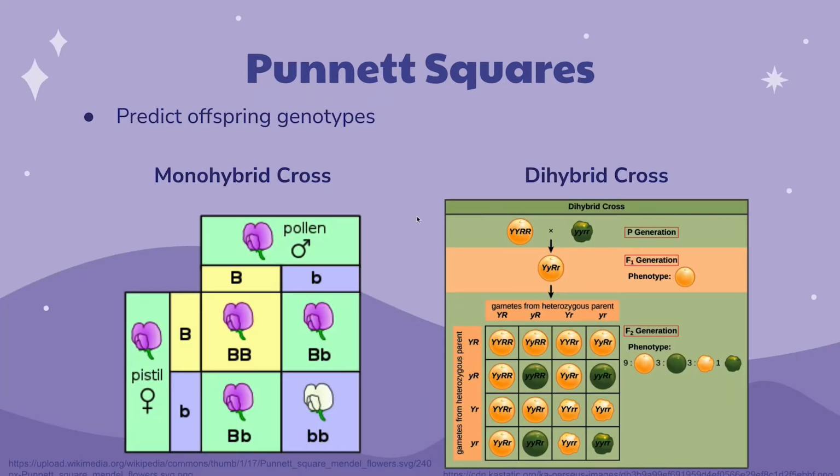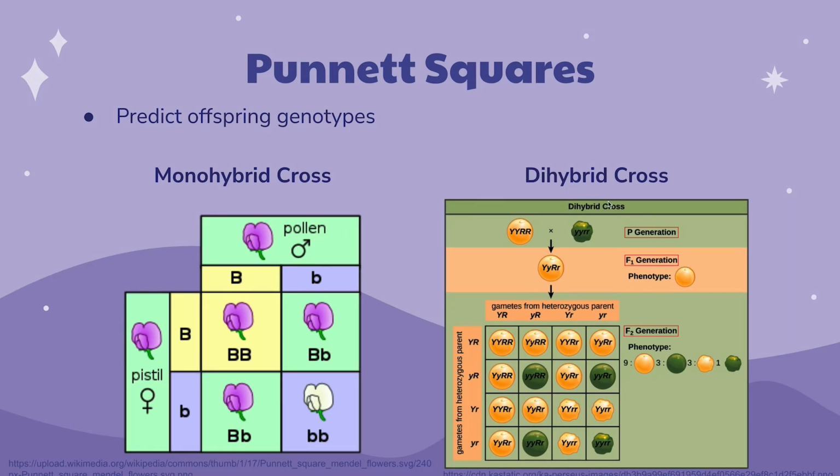Okay, and a really useful tool that's used in Mendelian genetics to predict offspring genotypes is the Punnett square. First is the monohybrid cross, and this is when you cross two heterozygotes, but only for one gene. Technically it's only for heterozygotes, but now the term monohybrid cross is used for any cross of just one gene with two alleles.